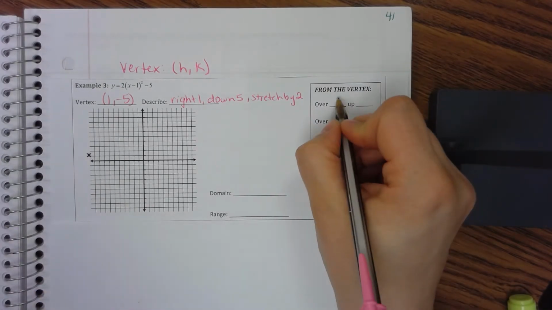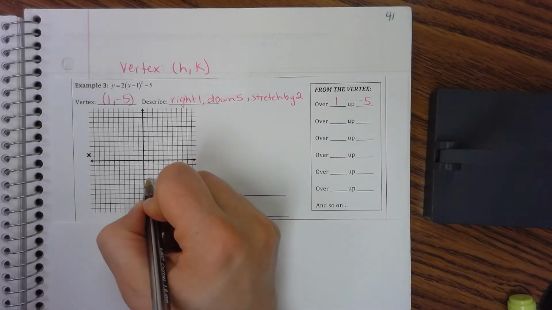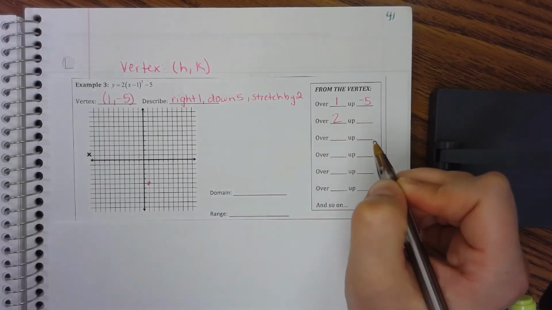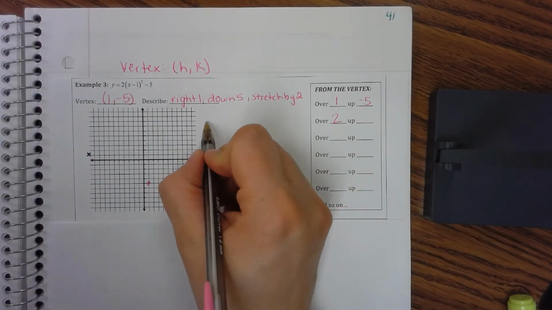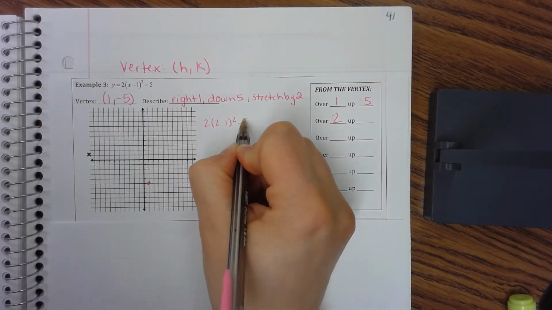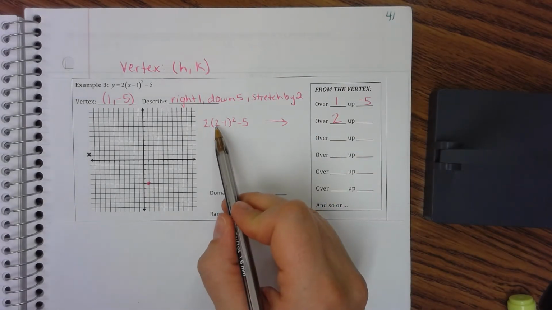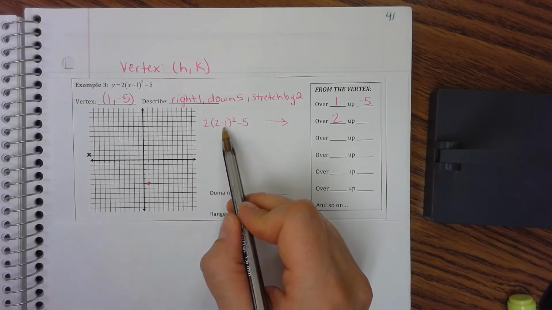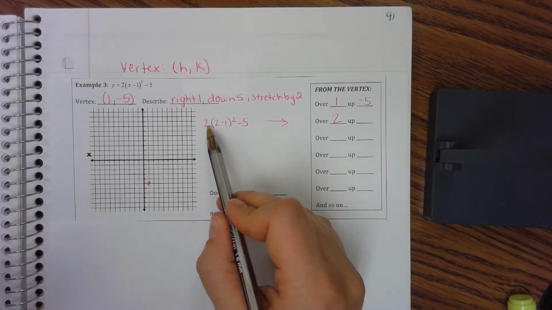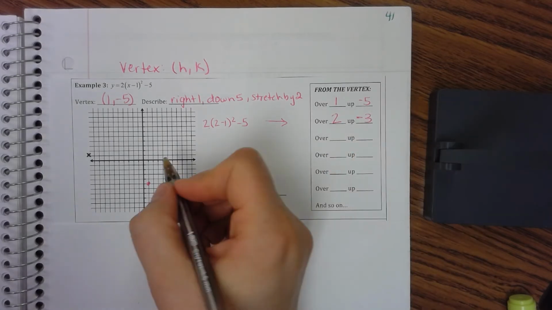So I'm going to start at my vertex 1, negative 5. So 1, 1, 2, 3, 4, 5. And for my next point, I'm going to choose 2. I'm just going to keep going. So to get the 2, remember that we are plugging it into the equation. So we have 2 times 2 minus 1 squared minus 5. Remember to follow the order of operations. So that means I'm going to do what's inside the parentheses. 2 minus 1 is 1. I'm going to square it because that's an exponent, so it's still 1. I'm going to multiply 1 times 2, which is 2, and 2 minus 5 is negative 3.